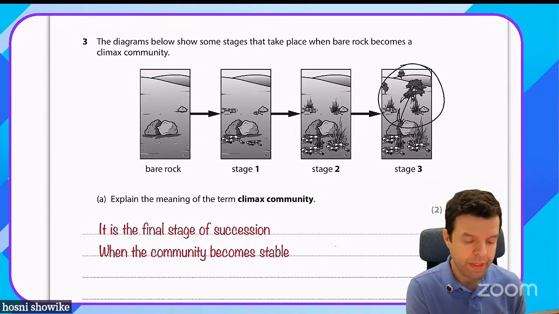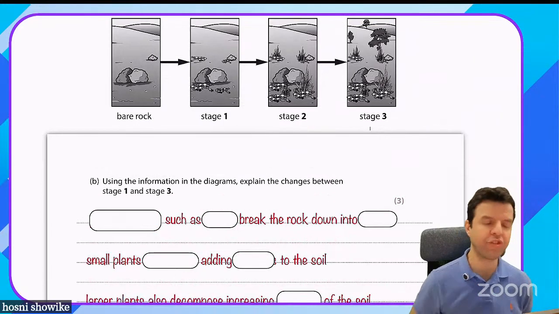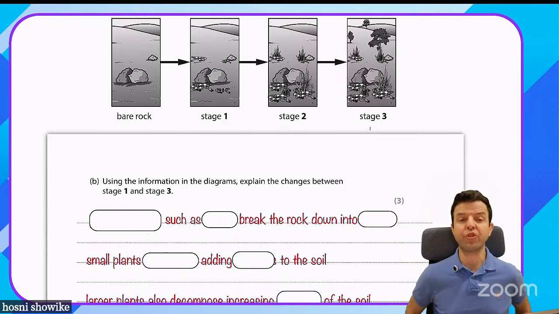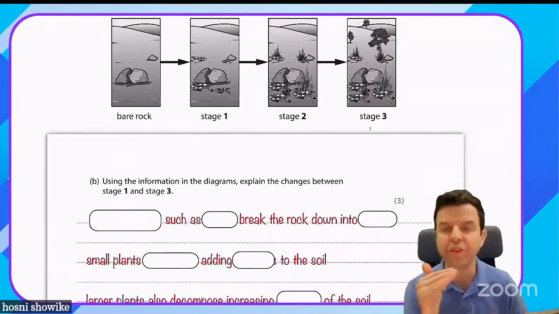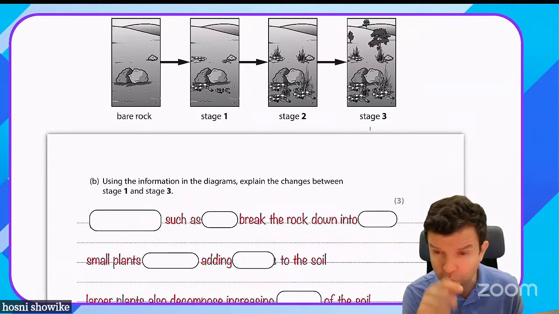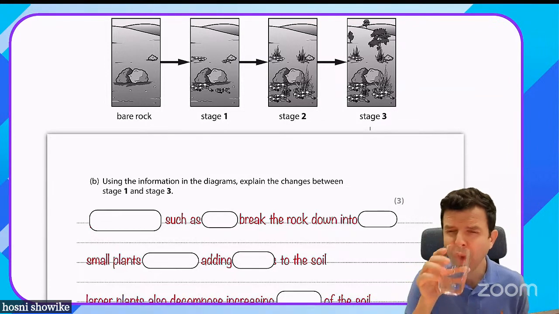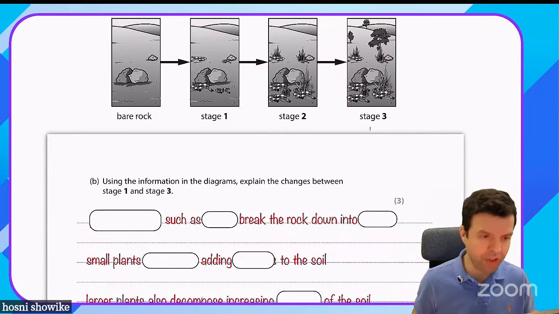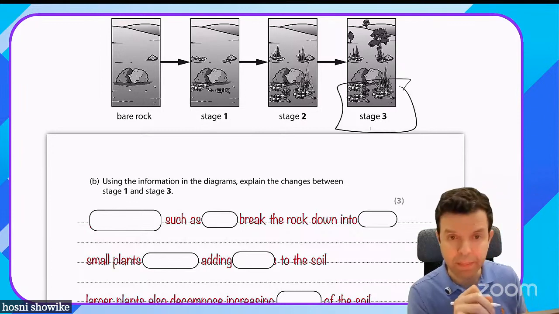Next, they're asking me about the stages of succession. So I have those stages in front of me. They said using information in the diagrams, explain the changes from stage 1 till stage 3. As if someone is asking you, write what happens to the soil from the time succession starts with pioneer species until we reach the climax.